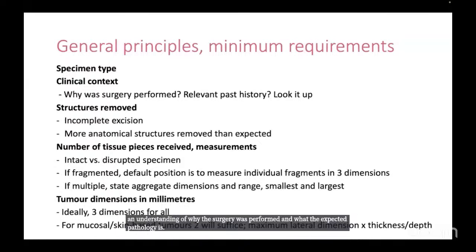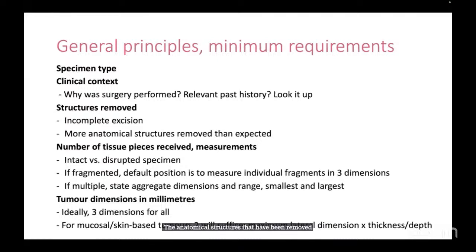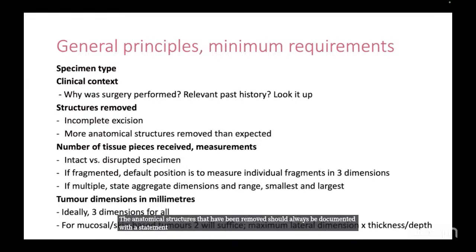The anatomical structures that have been removed should always be documented with a statement about whether or not the specimen is received intact or disrupted. And a disrupted specimen is particularly relevant to cervical excisions, which can come as multiple fragments. In this setting, record the number of fragments and either measure these individually in 3 dimensions, or if there are multiple fragments, the overall aggregate dimensions will suffice with a size range from smallest to largest.